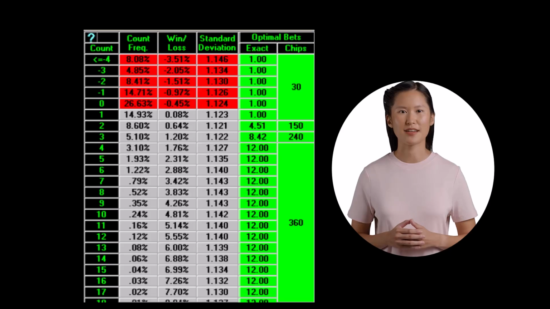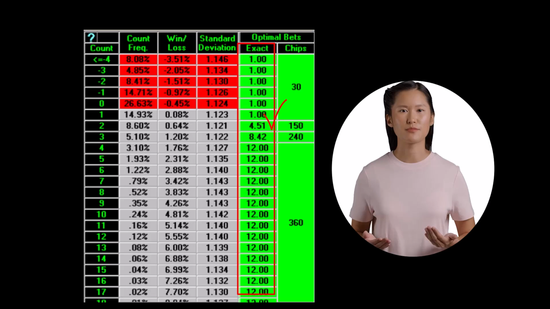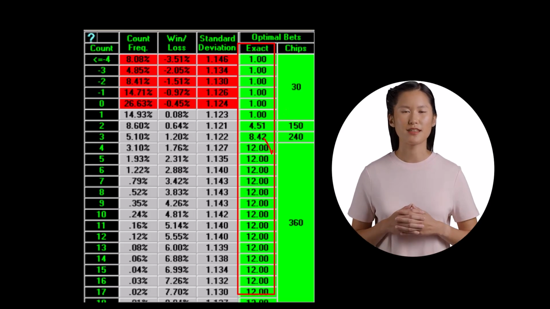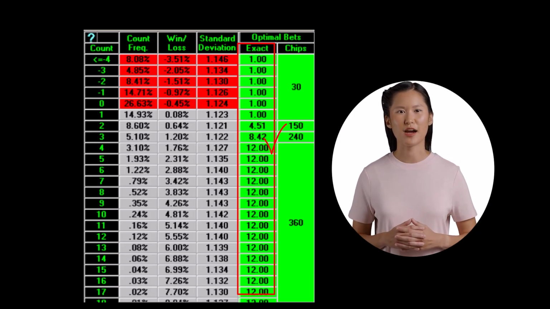I am going to explain the optimal bets, exact column. At true count of 2, the graphic shows 4.51. This means CVCX mathematically calculated an optimal wager of approximately 4.51 times your betting unit. At true count of 3, bet 8.42 units. At true count of 4, 12.00 units. CVCX describes the optimal bet exact column as the ideal number of units calculated to maximize the desirability of the betting scheme. Now let's take a look at the optimal bets chips column.